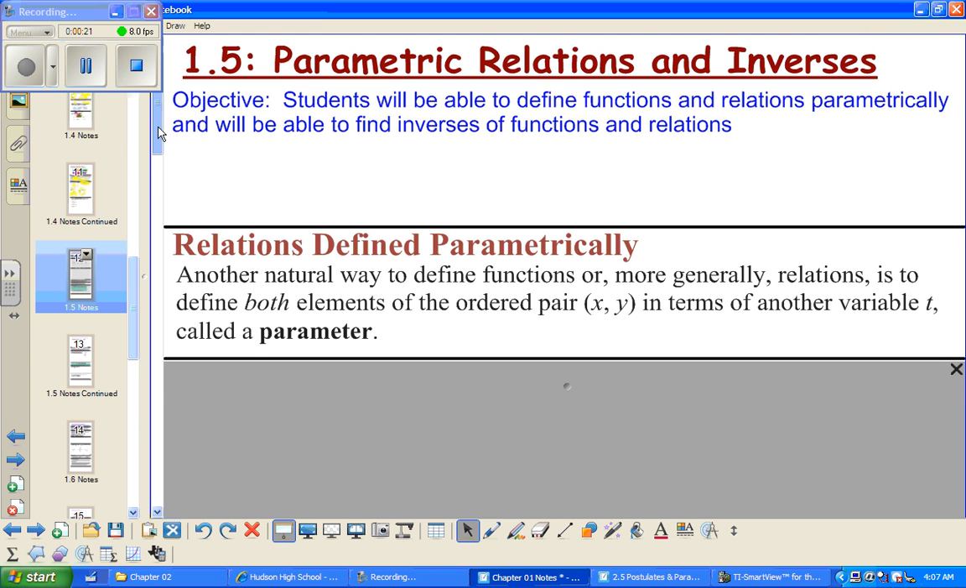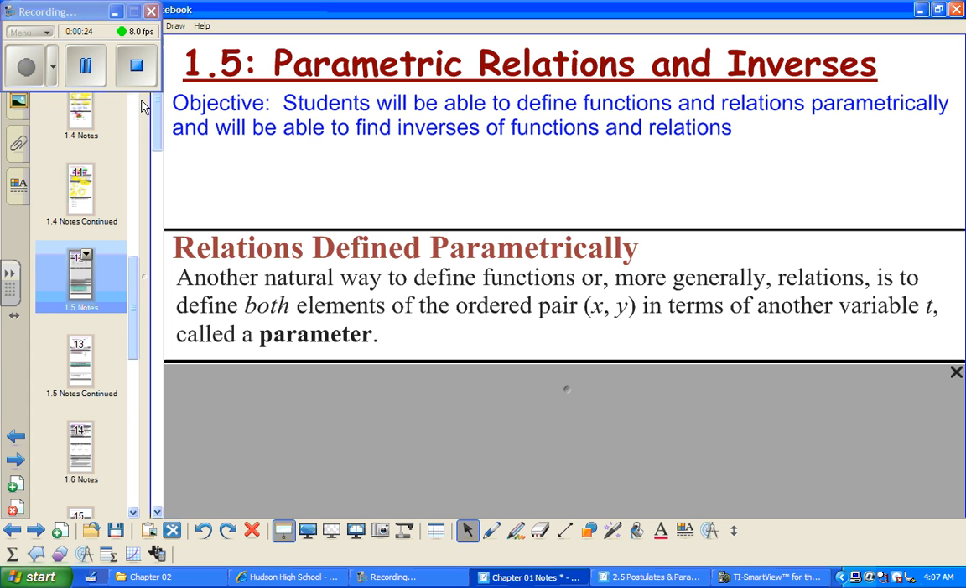Basically, if we're talking parametric relations, we are using two equations with a third variable to describe what we used to describe in one equation and two variables. Another natural way to define functions, or more generally relations, is to define both elements of the ordered pair xy in terms of another variable t, and we call that variable t the parameter.